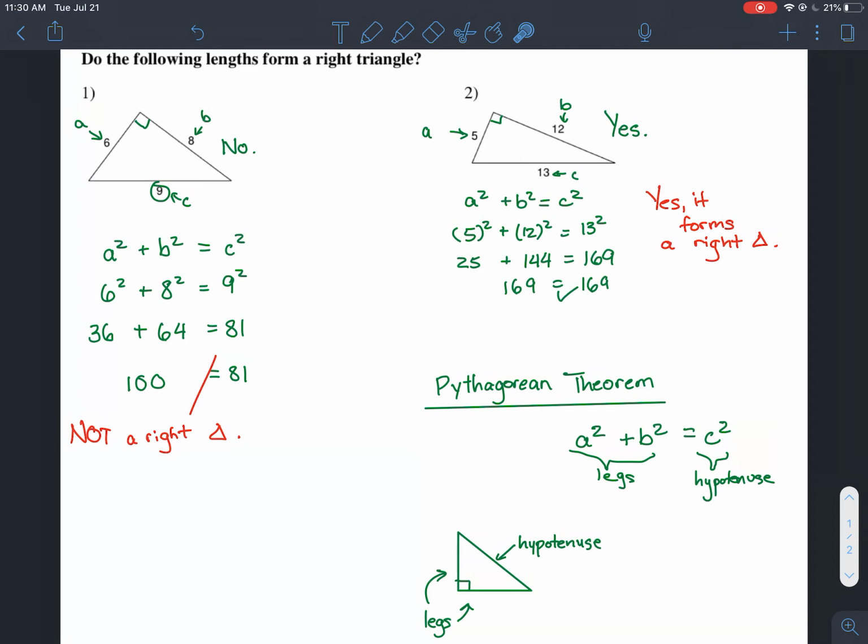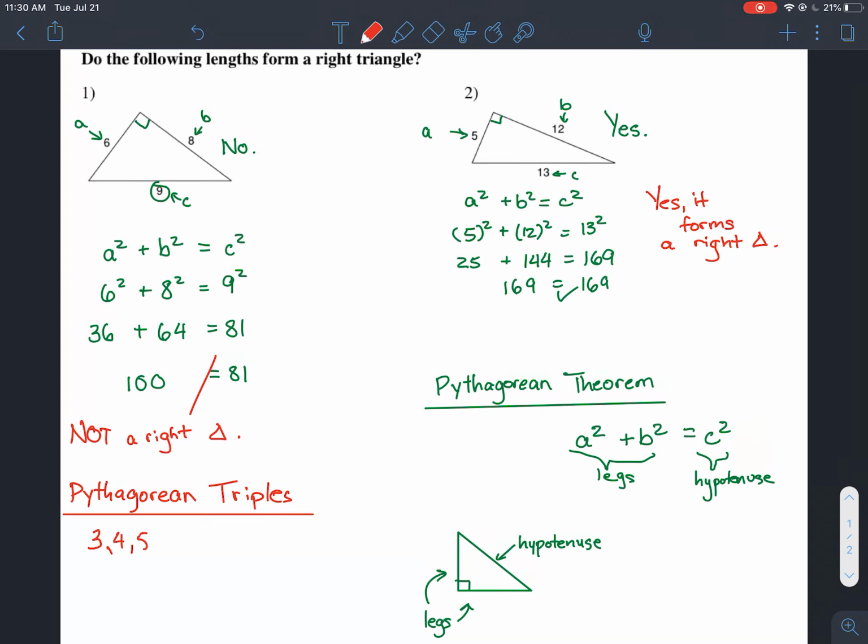Another famous one is 3, 4, and 5. And these are Pythagorean triples. And these are exact whole numbers that will always form a right triangle.